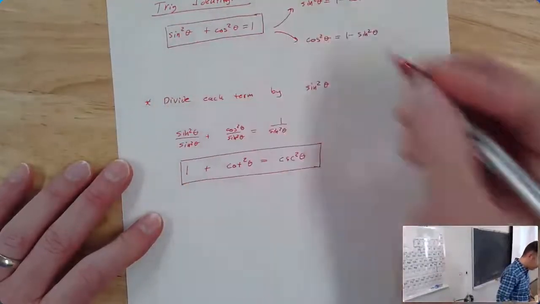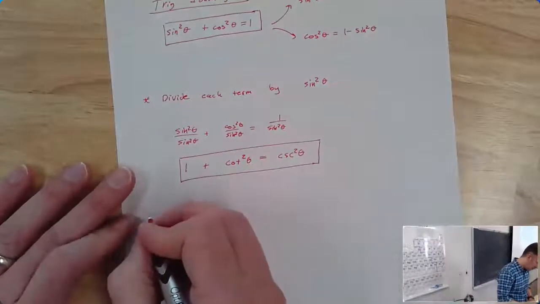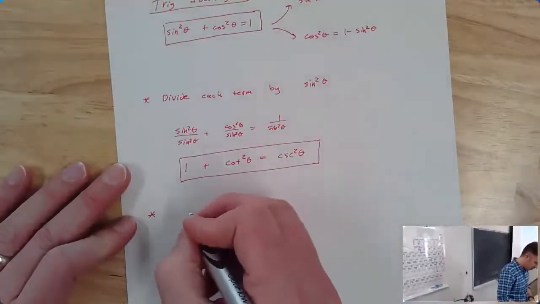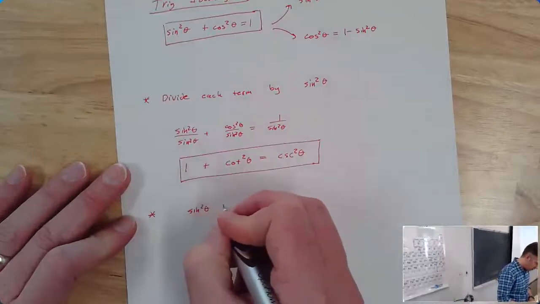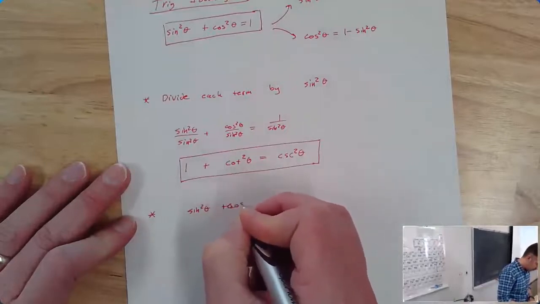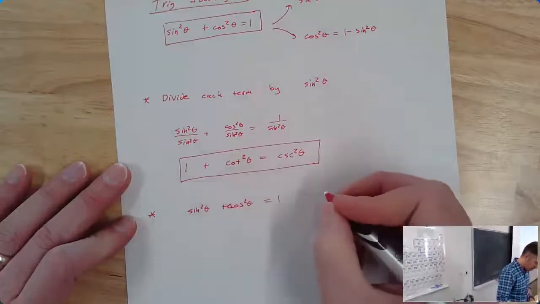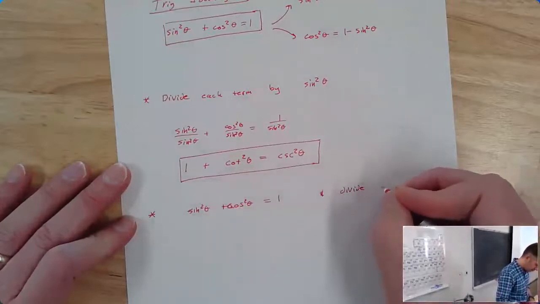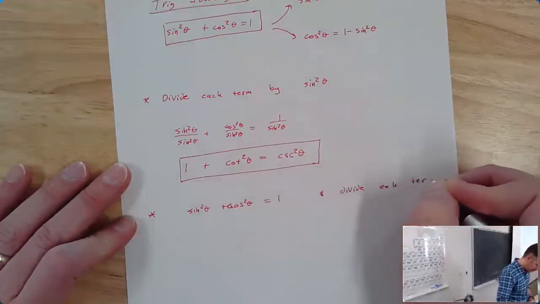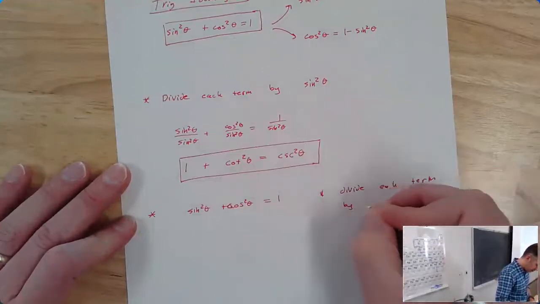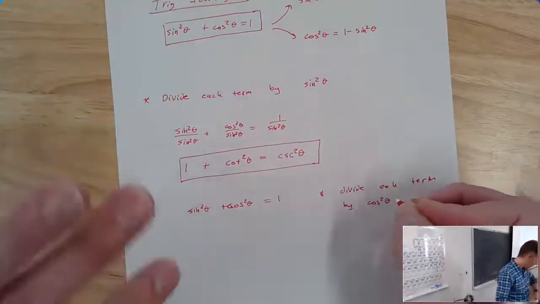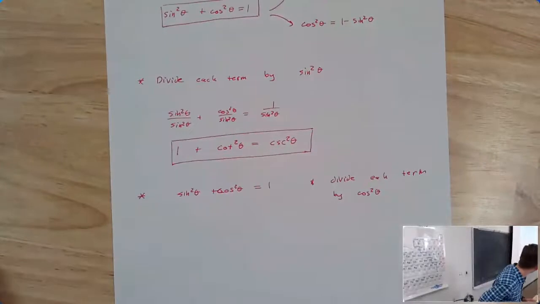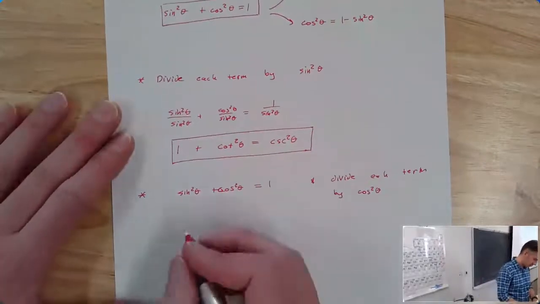It does come up. And then I want you all to try doing the same thing, but instead of dividing each term by sine squared, take your sine squared theta plus cosine squared theta equal to 1 and divide everything by cosine squared. Then simplify it and see what you get. I'll give you like a minute and a half. I'm going to write it down too.